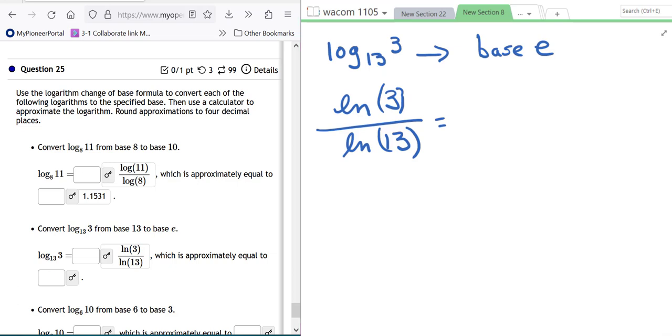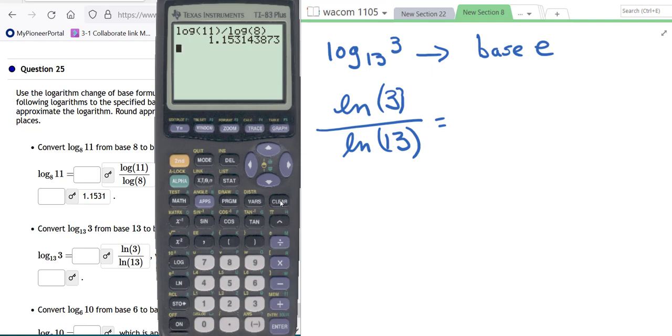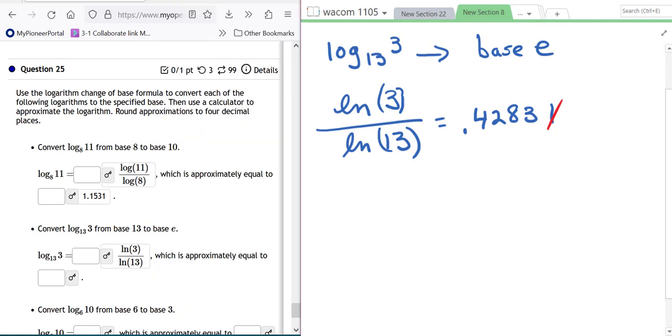All right, and so now let's go to our calculator. We're going to clear. We're going to use the natural log button this time. Natural log of 3, and we have to close, divided by natural log of 13, close, enter. So this is 0.42831, and you want 4 positions, so you look to the right. A 1 you're going to drop off. 5 or higher you would go up. So 0.4283.